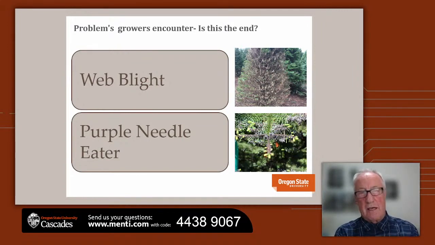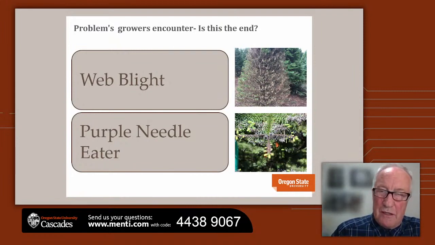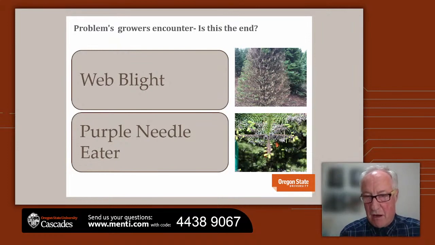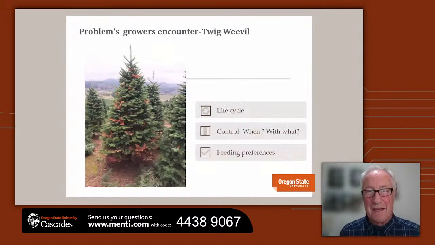We also had a disease that was commonly called the purple needle eater. The needles turn purple and all of the second year needles will fall off. Those were two problems that showed their heads about 2 years ago, but we haven't seen very much of them lately. So hopefully we're past those problems.